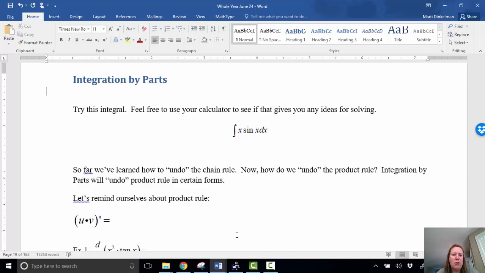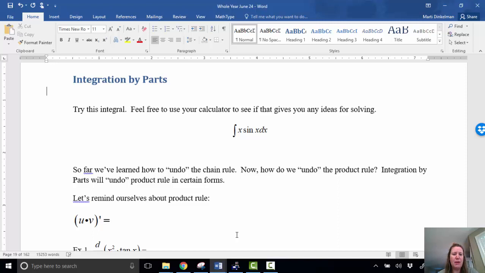Last section we learned, or reviewed, how to undo the chain rule. That's u substitution. Now how do we undo the product rule? Well, integration by parts sort of undoes the product rule. It's really only if it's in certain forms, and we're not going to be asked to look at the difference between different forms of multiplication and where that rule will be used, but we will have to make a decision about whether the integral should be u sub or if it should be parts. So that's kind of the big thing.